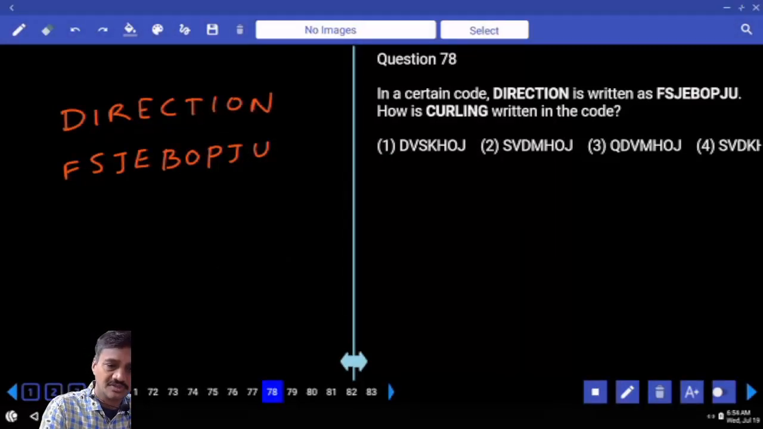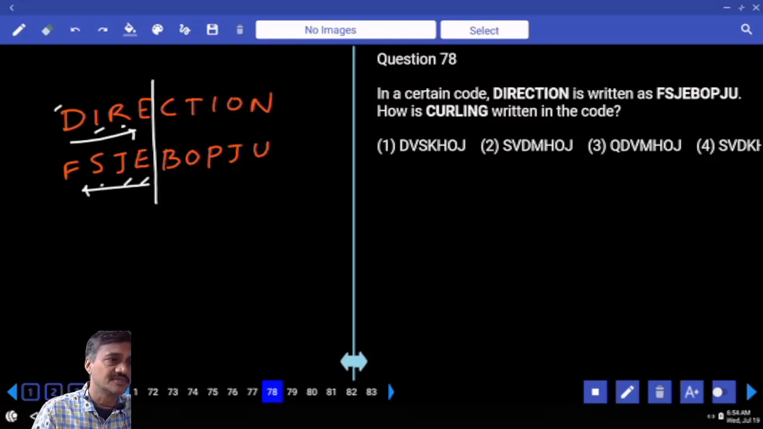D plus 1 is E, I plus 1 is J, R plus 1 is S, E plus 1 is F. That means for the first 4 letters, the next letters are written in reverse order. Then again, for these 4 letters T, I, O, N, they were written in reverse order. T plus 1 is U, I plus 1 is J, O plus 1 is P, and the middle letter O is minus 1.